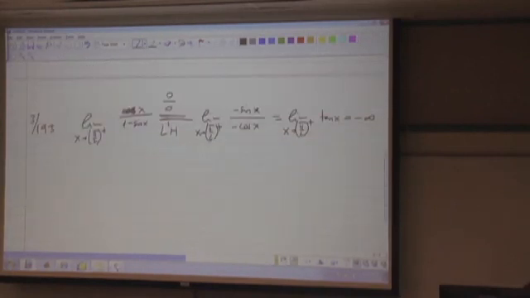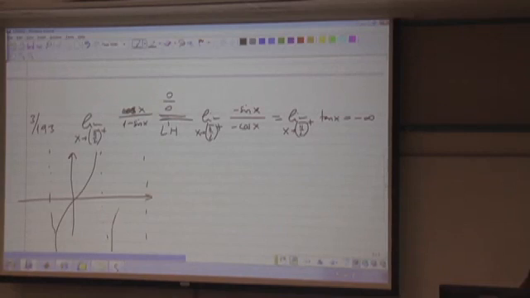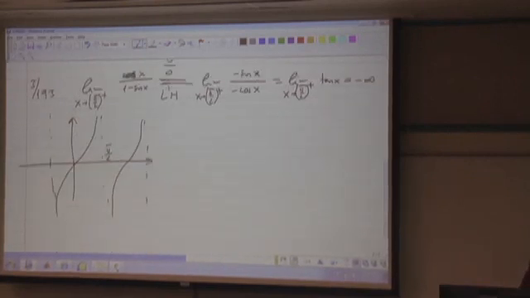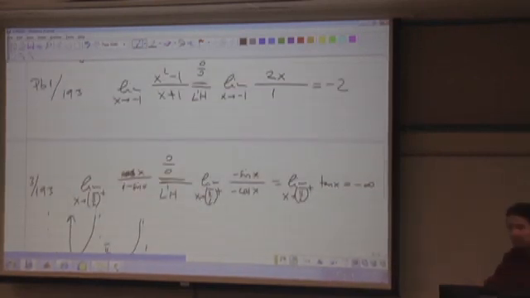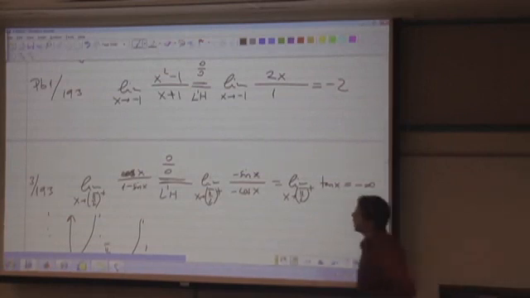You don't seem convinced. So since you don't seem convinced, a picture is worth 1,000 words, or so they say. Here is pi over 2. Pi over 2 plus means I'm on the right side of the vertical asymptote, and my tangent is at minus infinity. Everybody sees that? Yes? Wonderful.